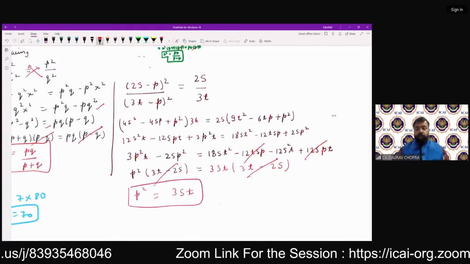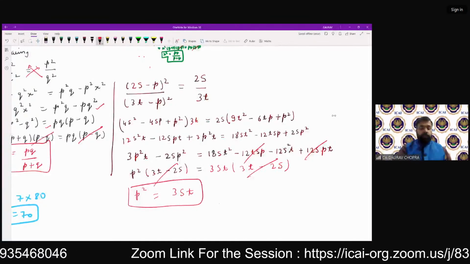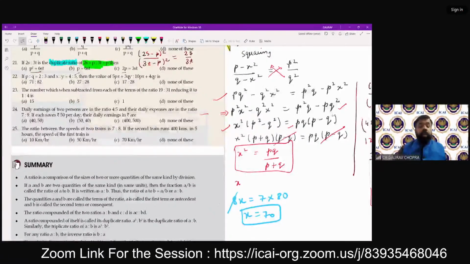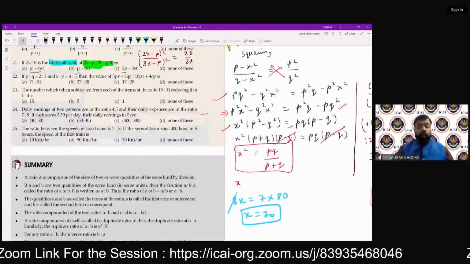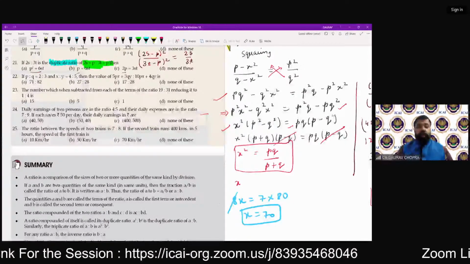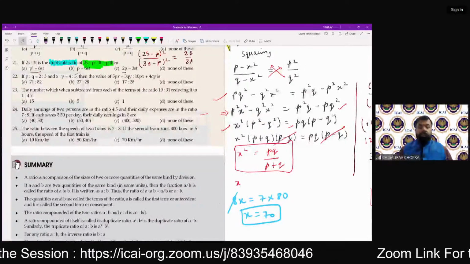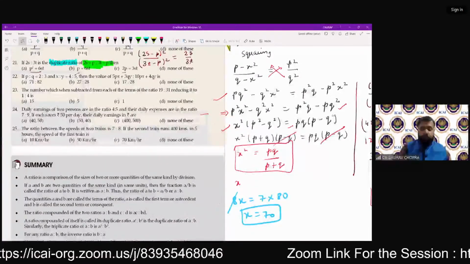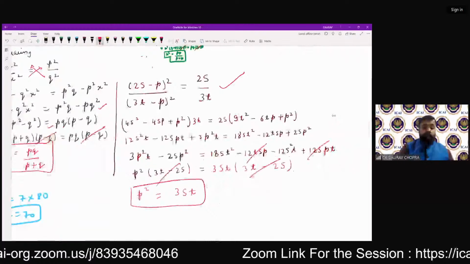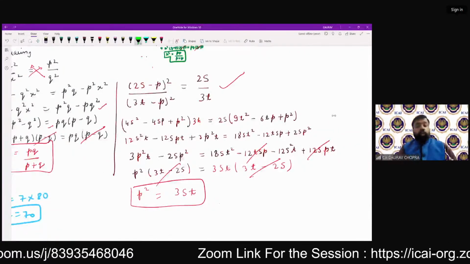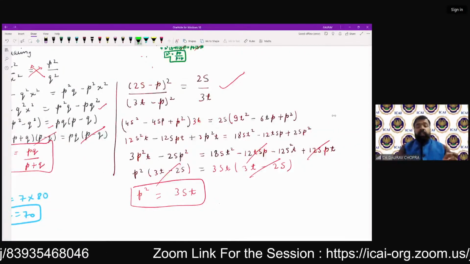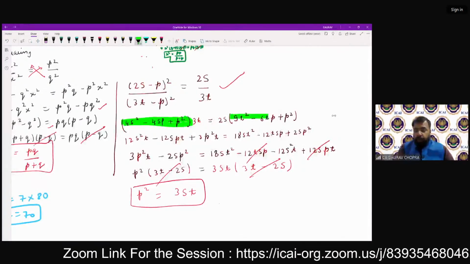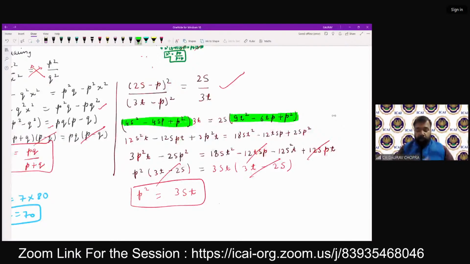Okay, so let me explain one more time and summarize the question. First, what did you have to do in the question? You had to calculate the duplicate ratio. Duplicate ratio means square. So (2s minus p) whole square divided by (3t minus p) whole square is equal to 2s upon 3t. The next step was cross multiplication. In the cross multiplication we applied the property of (a minus b) whole square. So the bracket is opened, here also the bracket is open, and then we have done the multiplication.